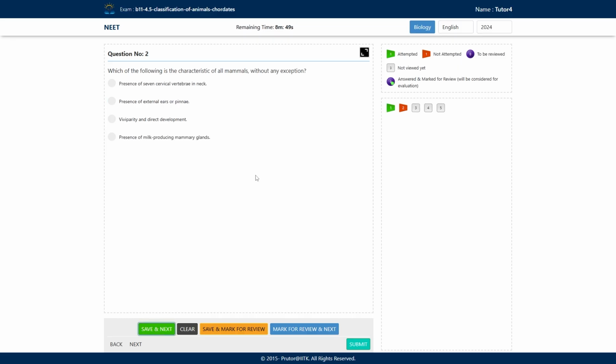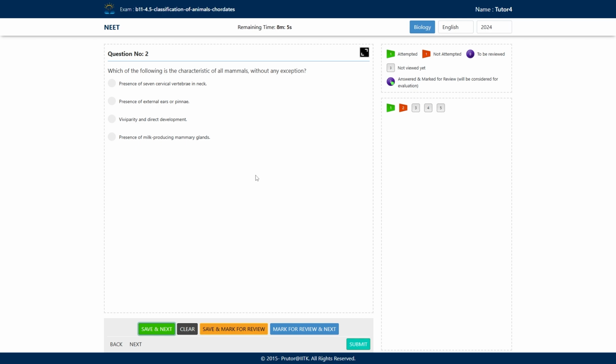The next question is here. Which of the following is the characteristic of all mammals without any exception? So let us see that. A, presence of 7 cervical vertebrae in neck. B, presence of external ears or pinna. C, viviparity and direct development. D, presence of milk producing mammary glands. So which of the following is the characteristic of all mammals without any exception?